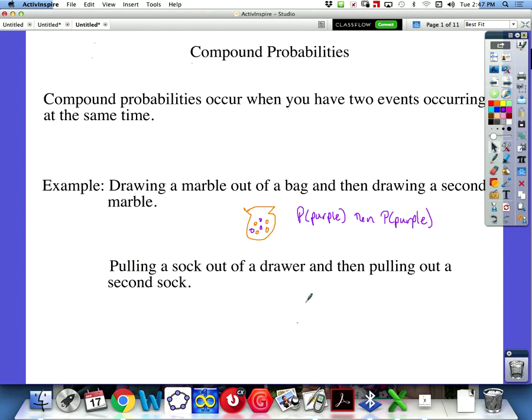Another example is when you're getting dressed in the morning. Maybe you want to know the probability of pulling a black sock out of your drawer and then pulling out another black sock out of your drawer without looking. Another popular kind of compound probability, which we'll get to at the end of this lesson, deals with cards. And they want to know the probability of drawing two cards or the probability of rolling two dice. So we'll look at the dice example in a little bit.